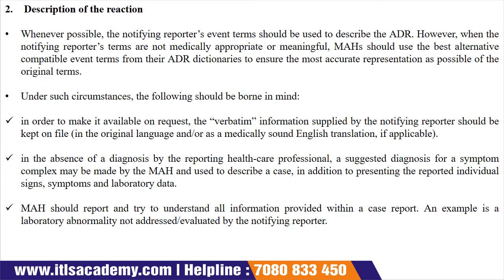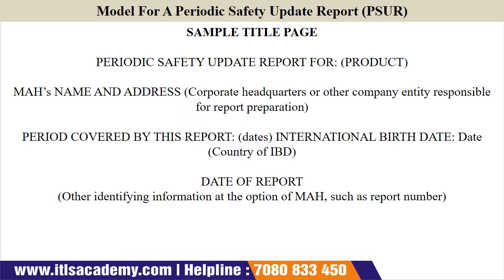The MAHs should report and try to understand all the information that is provided within a case report. An example is a laboratory abnormality not addressed or evaluated by the notifying reporter. Therefore, when necessary and relevant, two descriptions of the signs, symptoms or diagnosis could be presented in the line listing. First, the reaction as originally reported, and second, when it differs, the MAH's medical interpretation, identified by an asterisk or some other means. Then let's discuss the model for a periodic safety update report.